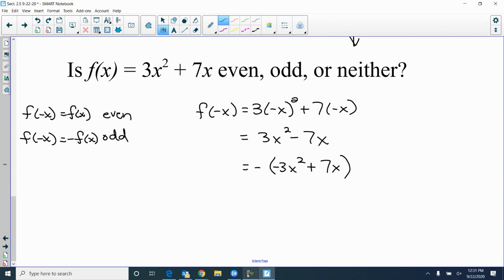So it's not. So what is this function? It's not even, it's not odd, so it would be neither. It doesn't have to be one or the other. So that's how you test it. You have to plug in negative x. You get back the original, it's even. You get back the opposite, it's odd.